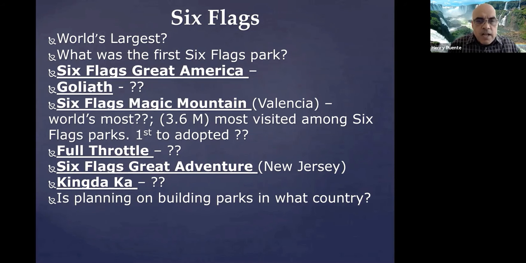So Six Flags Magic Mountain, located in Valencia, is the amusement park that has the world's most roller coasters. So Six Flags Magic Mountain in Valencia has the world's most roller coasters in one park. It has 19 roller coasters pre-COVID. It had 3.6 million visitors, again, pre-COVID. It was the most visited park amongst all the Six Flags parks.